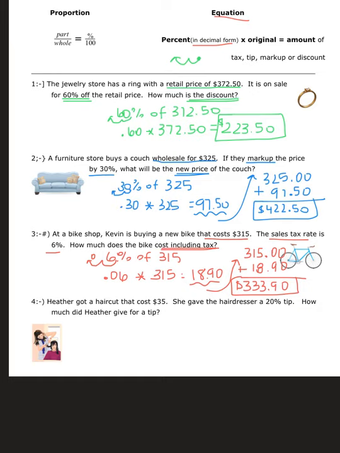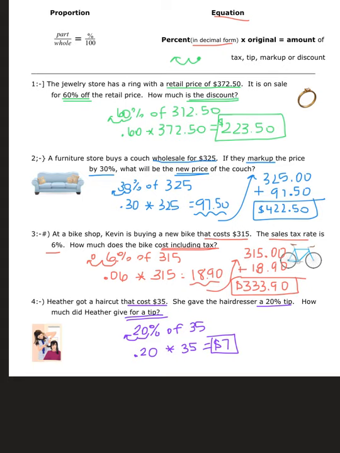Number 4, Heather got a haircut that costs $35. She gave the hairdresser a 20% tip. How much did Heather give for a tip? This one just wants the tip, not the total after the tip, just the tip. So we're going to do the 20% of $35. Take your decimal 2 places left, 0.20 times the 35, and that would end up giving you 7. So it just asks for the tip, so that's what she's going to leave for the hairdresser for her tip.